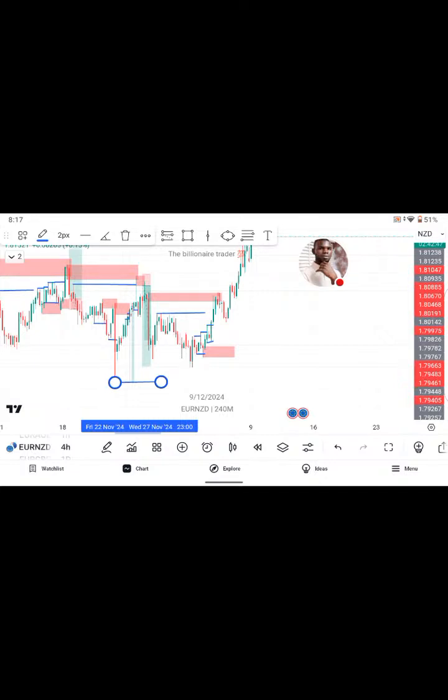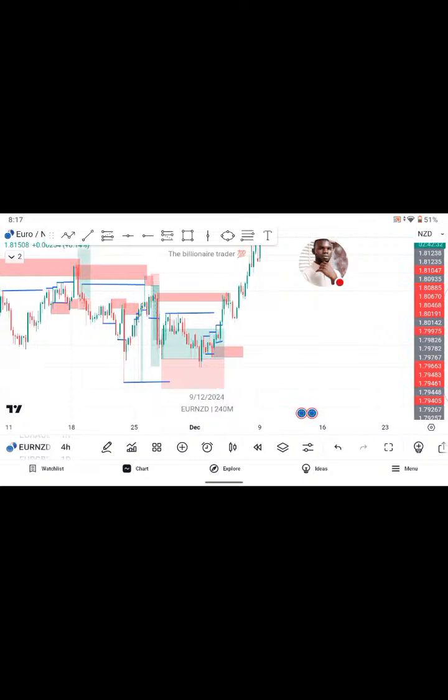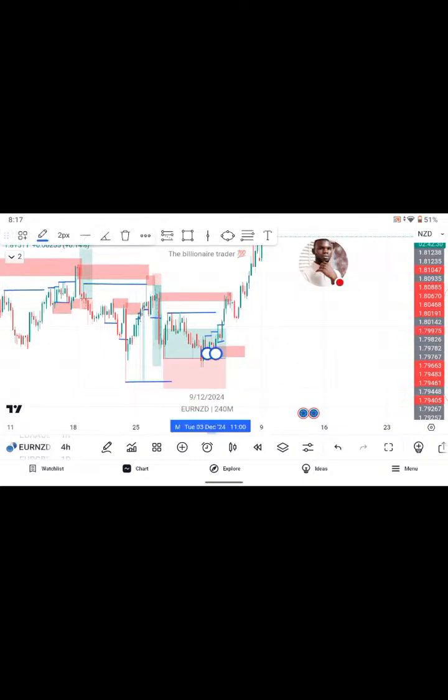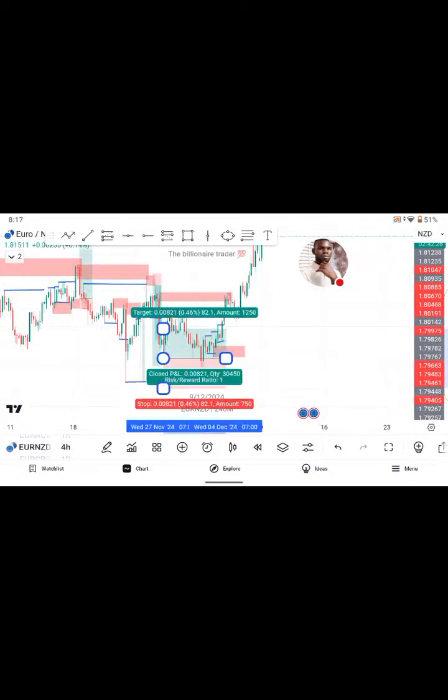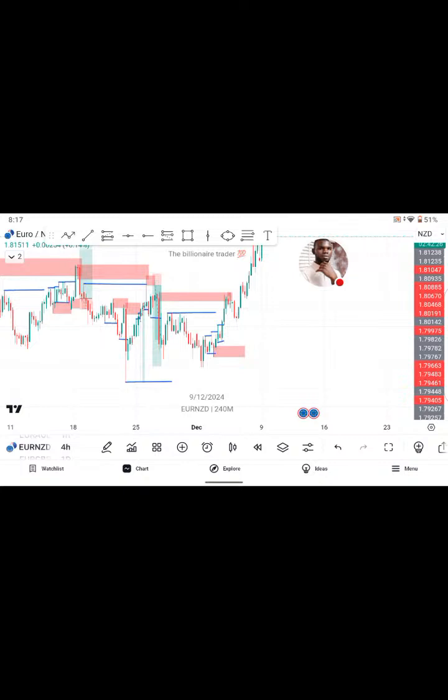We have this internal BOS here. You can see change of character. You have that break of structure. Yeah, it is a break of structure. There is a change of character before that one, and we have another one here too. Internally, like for the internal structure, I was expecting that price should continue the bearish order flow.